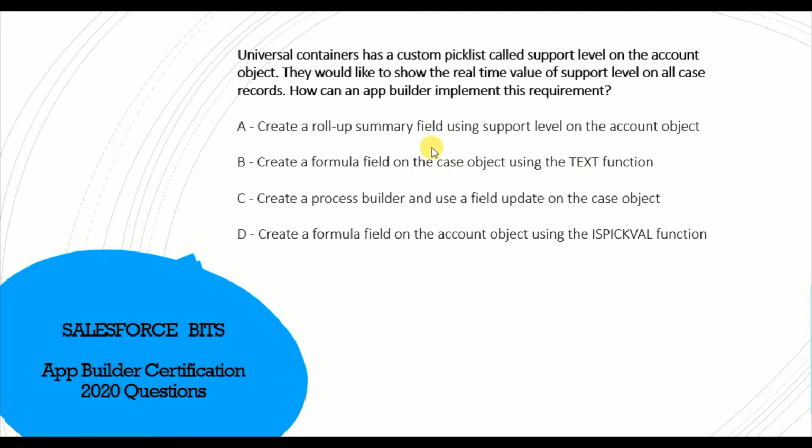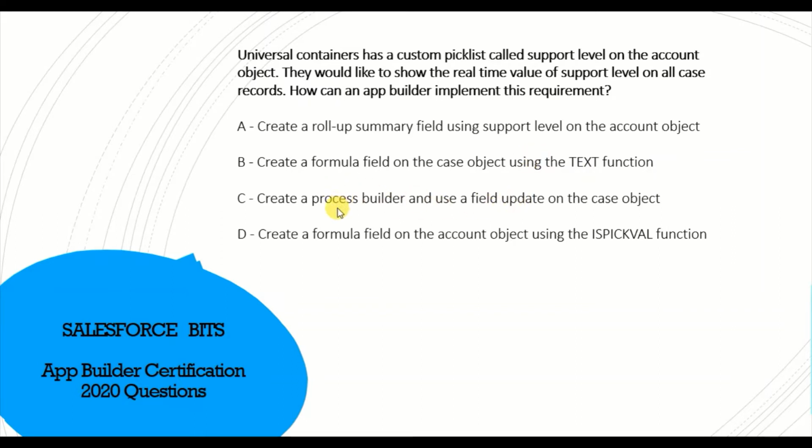So this is very important because we want to be able to show the support level on the case object, while the support level is on the account. So you are getting it from the parent: TEXT of Account.Support_Level. You will directly get the support level from the account in that case record. So that way this is the easier option, and this is also possible.